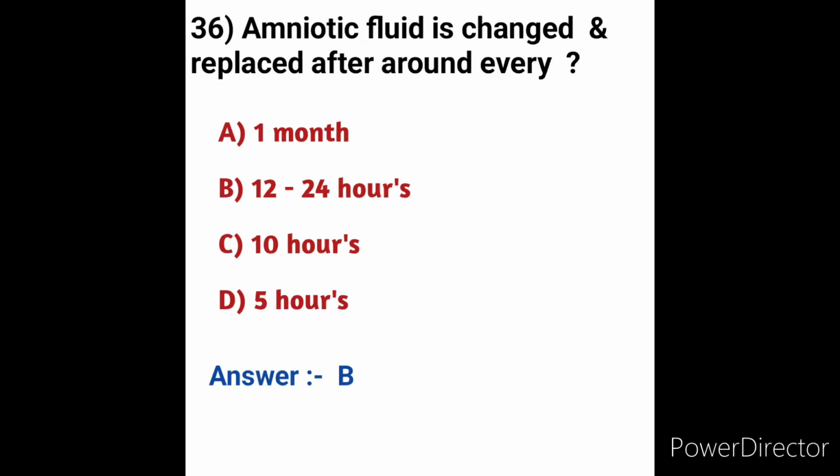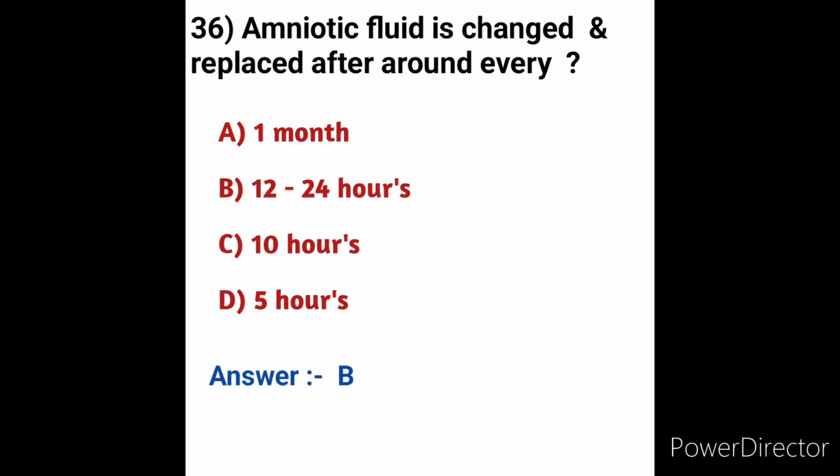The 36th question is, amniotic fluid is changed and replaced automatically around every how much duration? We will see the options first. Option A, 1 month. Option B, 12 to 24 hours. Option C, 10 hours. Option D, 5 hours. Here the amniotic fluid is clear. The production rate of fetal urine in the human fetus at term is approximately 800 to 1200 ml per day.